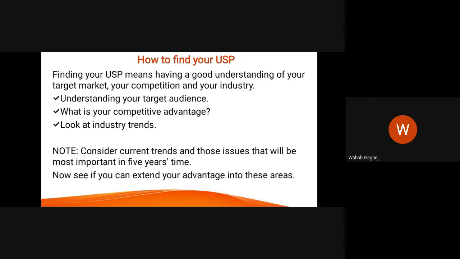Understand? So the second one is, what is your competitive advantage, right? What are the advantages that your competitor has? How can you use them to skyrocket your own sales? How can you use them to find your own USP? So you must know what your competitive advantage is. Then look at industry trend.